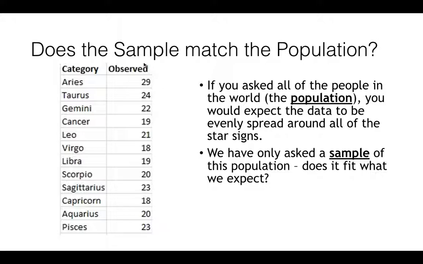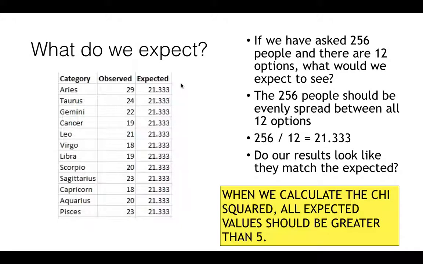Okay, so now we're asking, does our sample here of 256 teachers fit what we expect from the population? Have we got around about the same number of people in each group, in each category? So, the first thing we then do is calculate the expected number of teachers in each category. So we know we had 256 teachers. We know there are 12 categories that they can be split into. So we just divide 256 by 12.